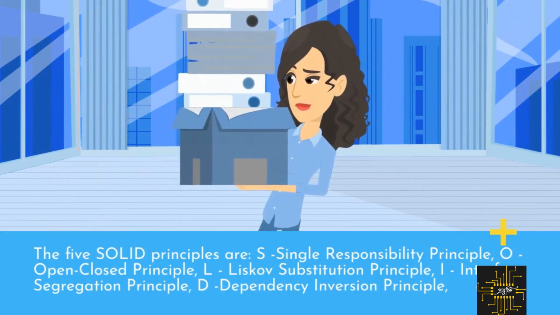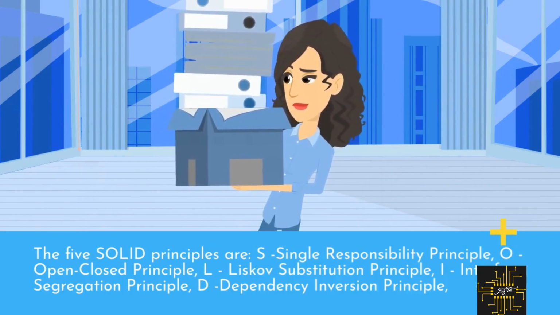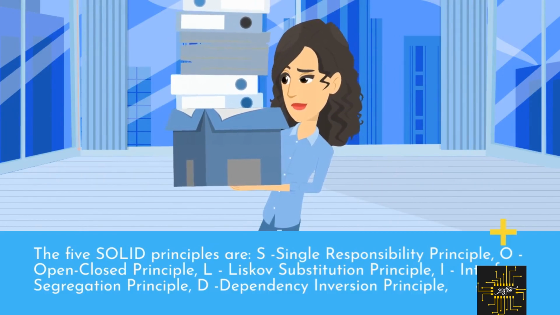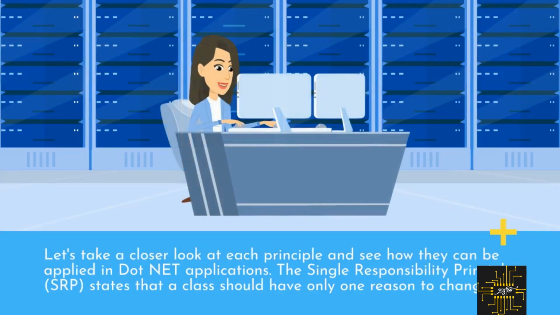The 5 SOLID principles are: S, Single responsibility principle; O, Open-closed principle; L, Liskov substitution principle; I, Interface segregation principle; D, Dependency inversion principle. Let's take a closer look at each principle and see how they can be applied in .NET applications.